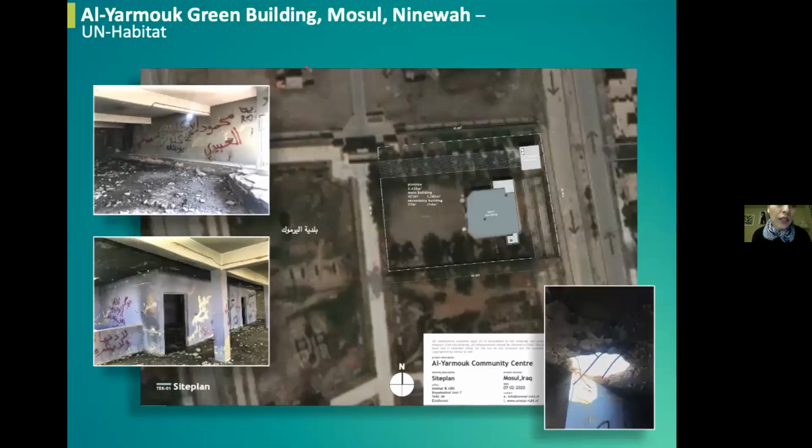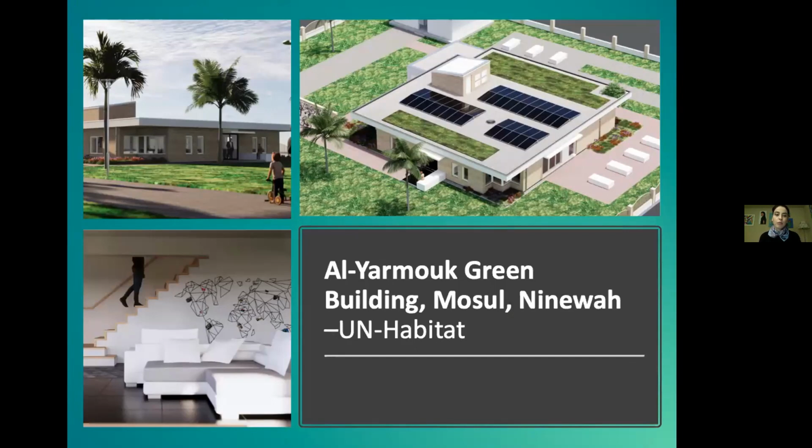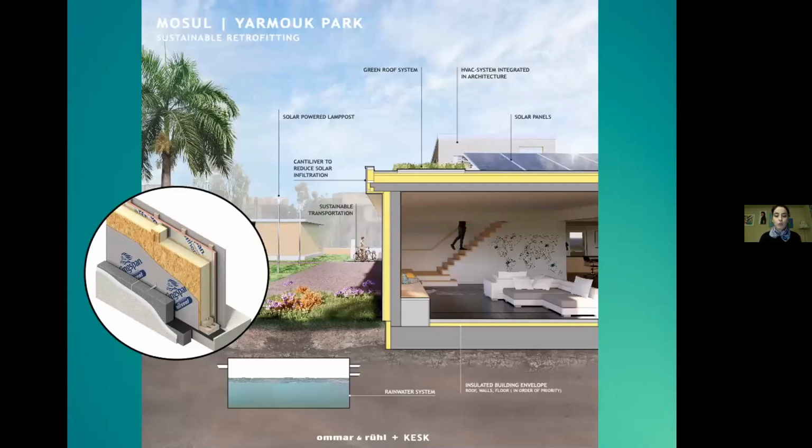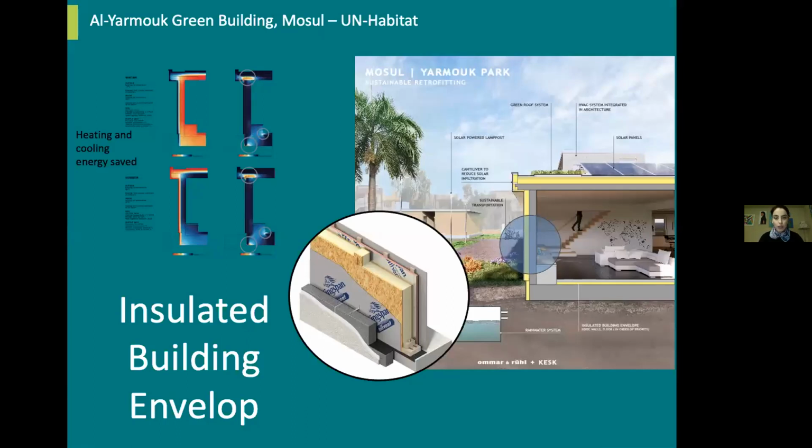I'm just going to show you an example of a project we have in El Yarmouk district in Mosul. It was a building damaged because of the military operation against ISIS. This is a project by UN Habitat that we conducted for them to retrofit the building to become green. The kind of solutions we incorporated is that we made sure the building is properly insulated. And this is the energy analysis that you can see for the heating and cooling. We have been able to show in numbers, and also in heat maps, how much energy is going to be saved through the proper insulation only.